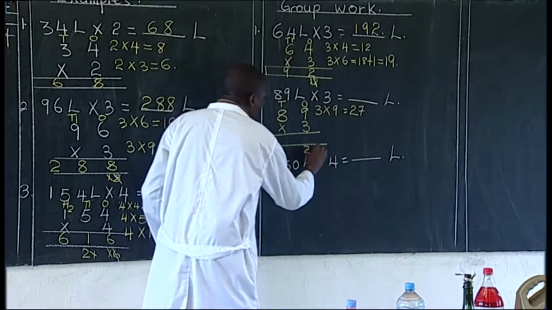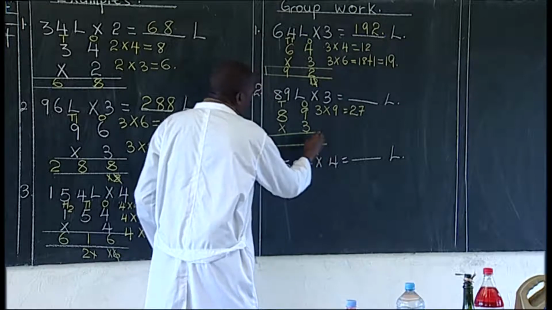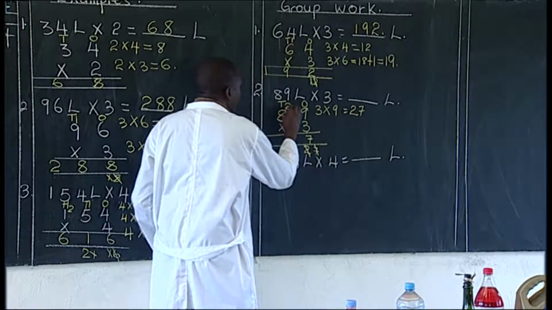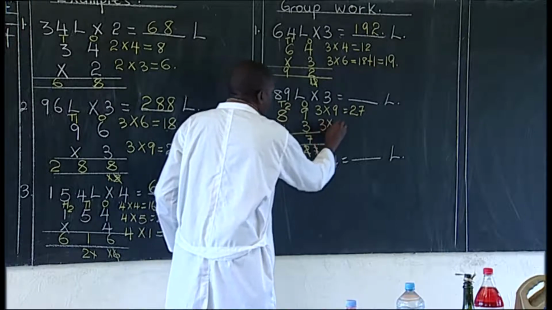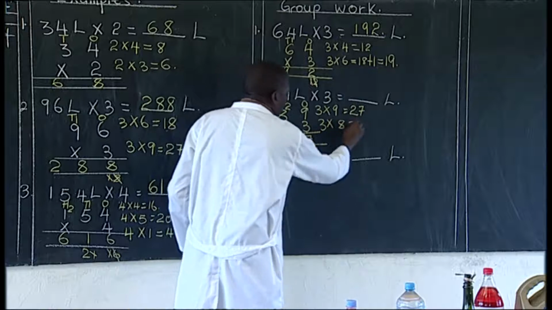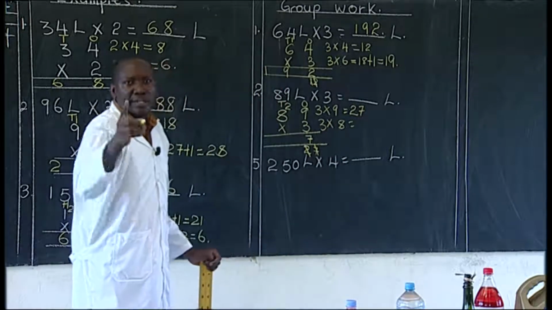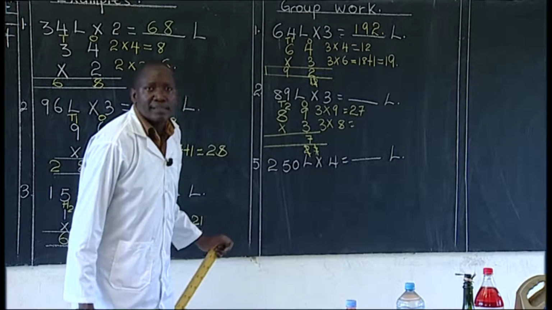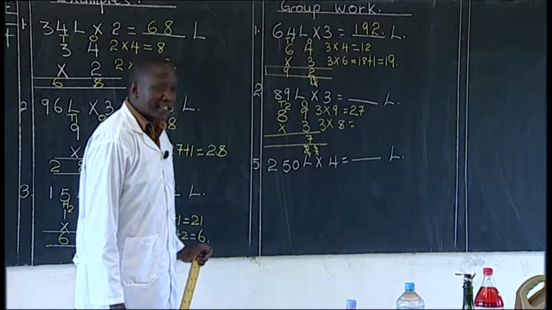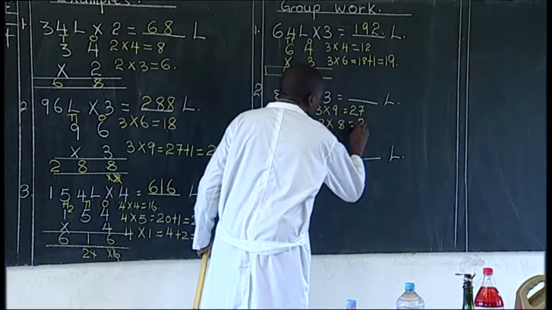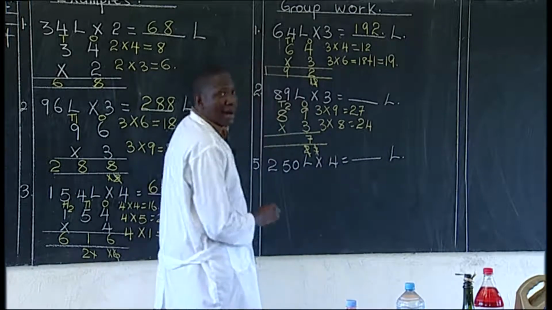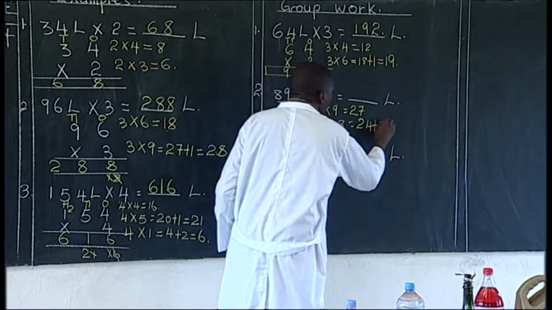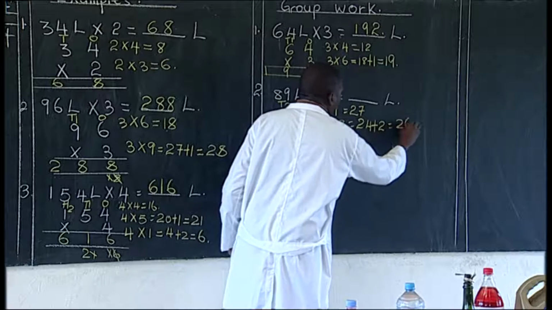Put 27 down here. Cancel 7. And we keep 2 tens. Bring 2 tens here. 3 times 8 equals, quickly, tell me the answer. Yes? That is 3 times 8. What is the answer? Good. It is 24. So this is 24. Remember, we kept 2 tens plus 2 tens equals 26.